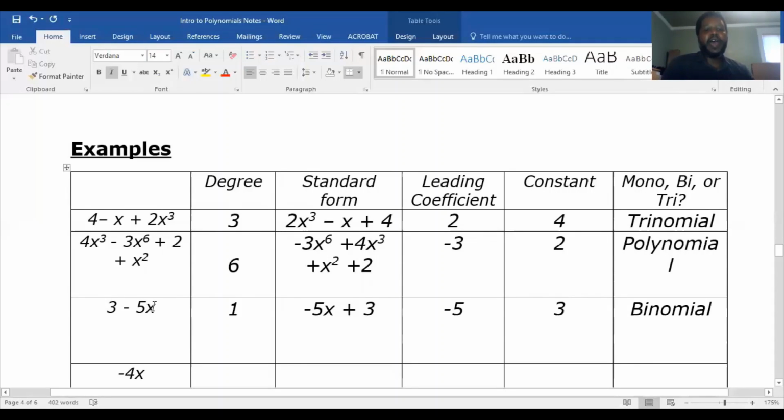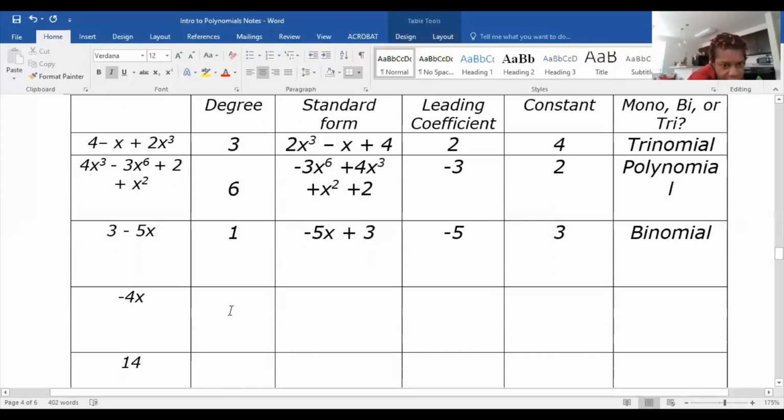So anytime we have just a variable without an exponent, the degree is 1. All right. So what about here? What do we have? What's our degree? With the -4x. What's the degree? X, 1 again. There it is.